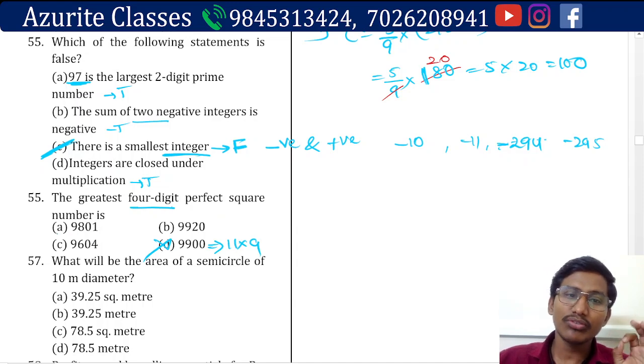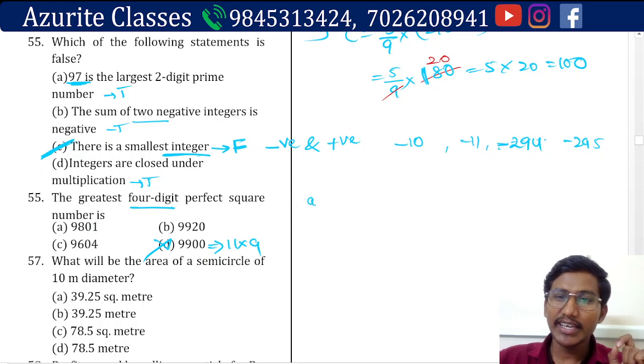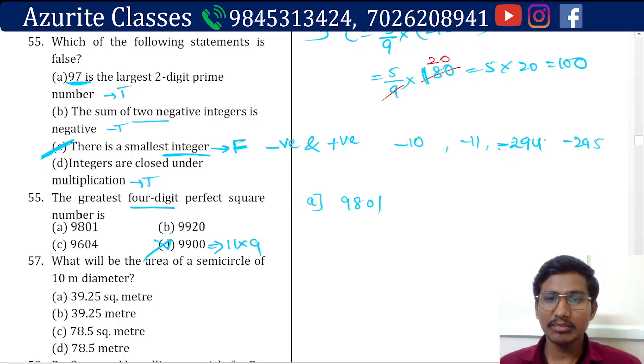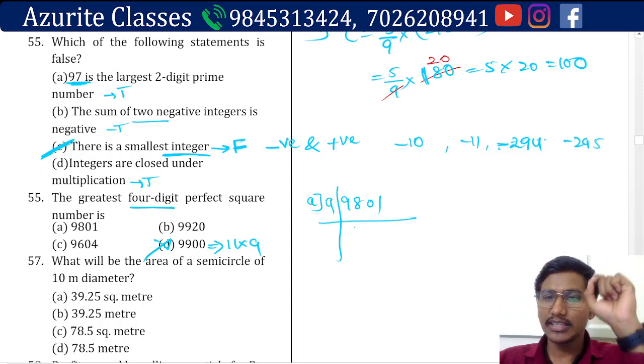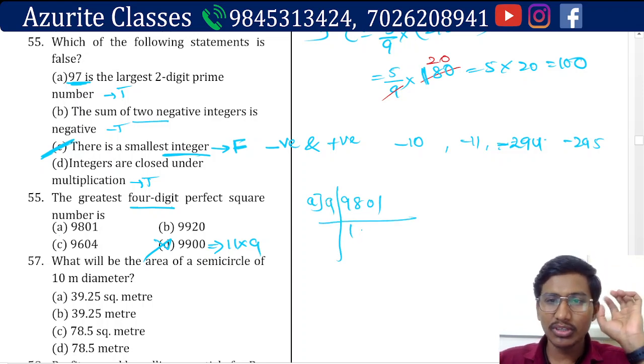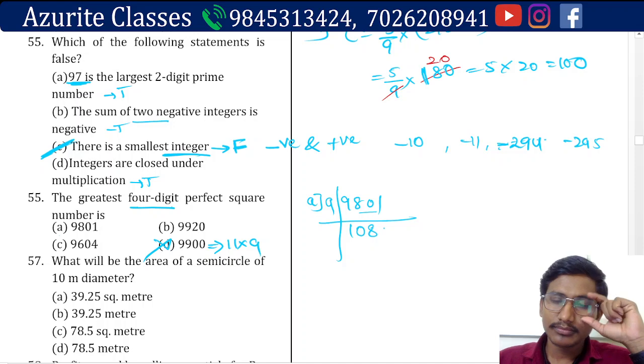So then if you go with A option, is it possible? So check A here, factorize it, 9801. Is it possible? Tell me. Okay, so what we will do, we'll factorize with 9. 9 ones are 9, 9 eights are 72, and then remaining is 8, 9 nines are 81.